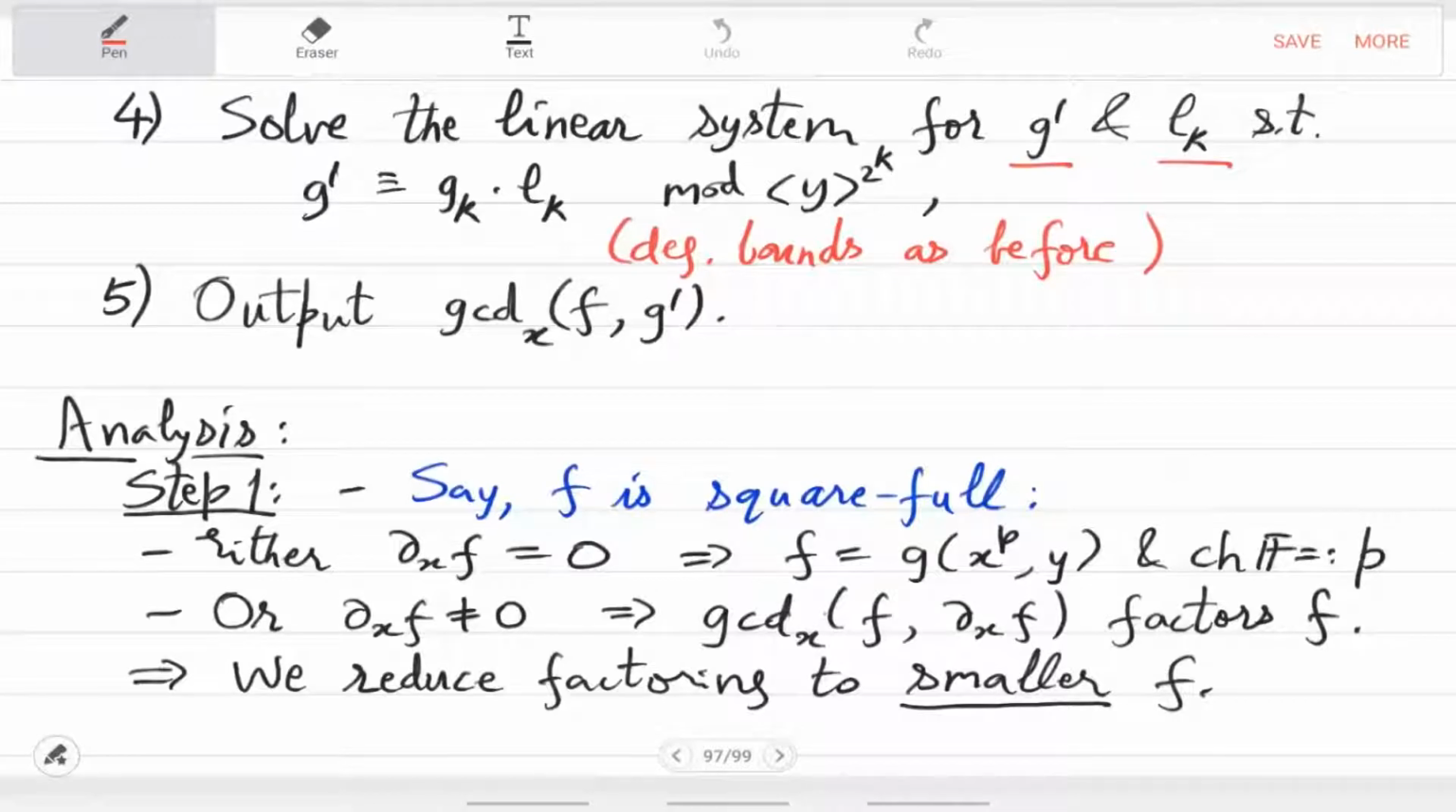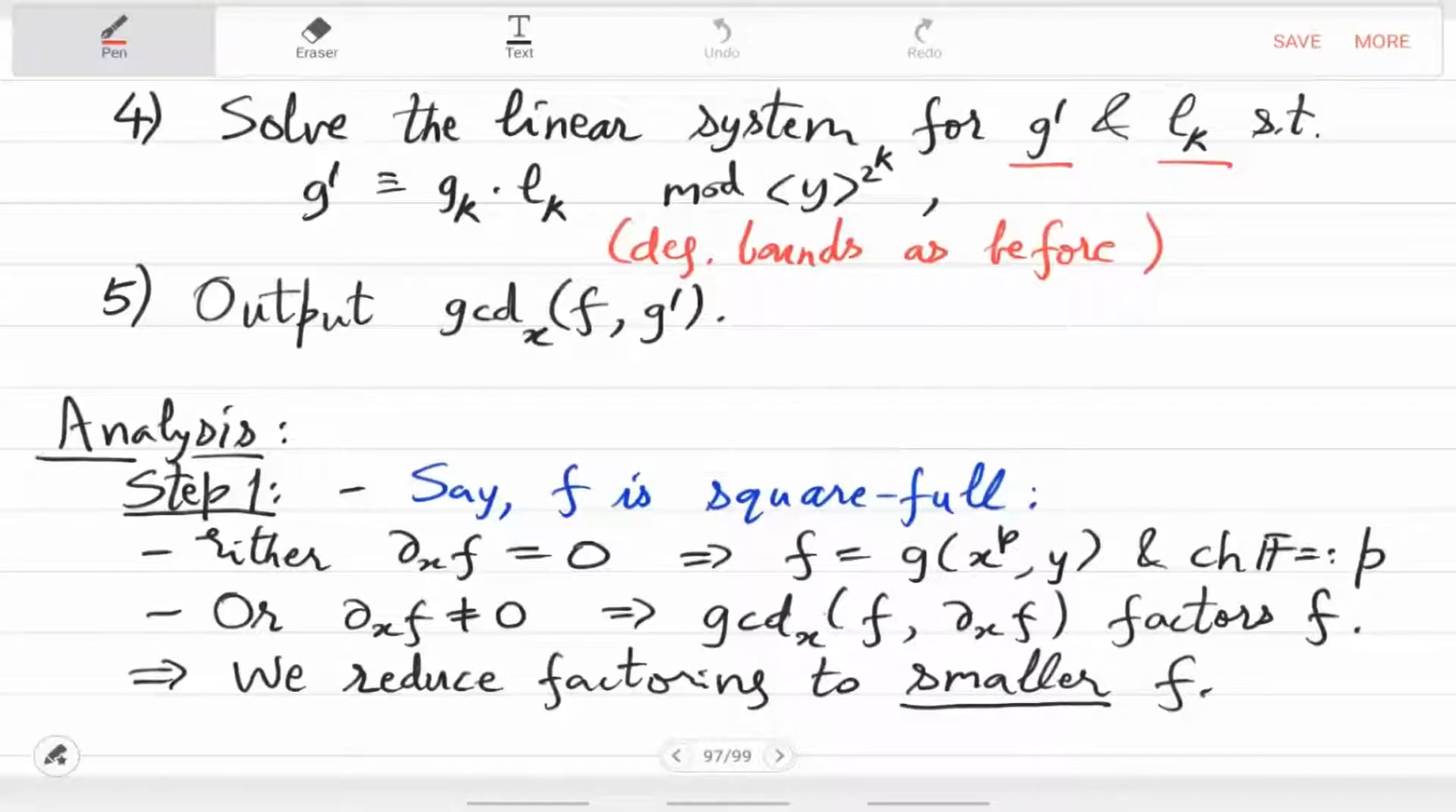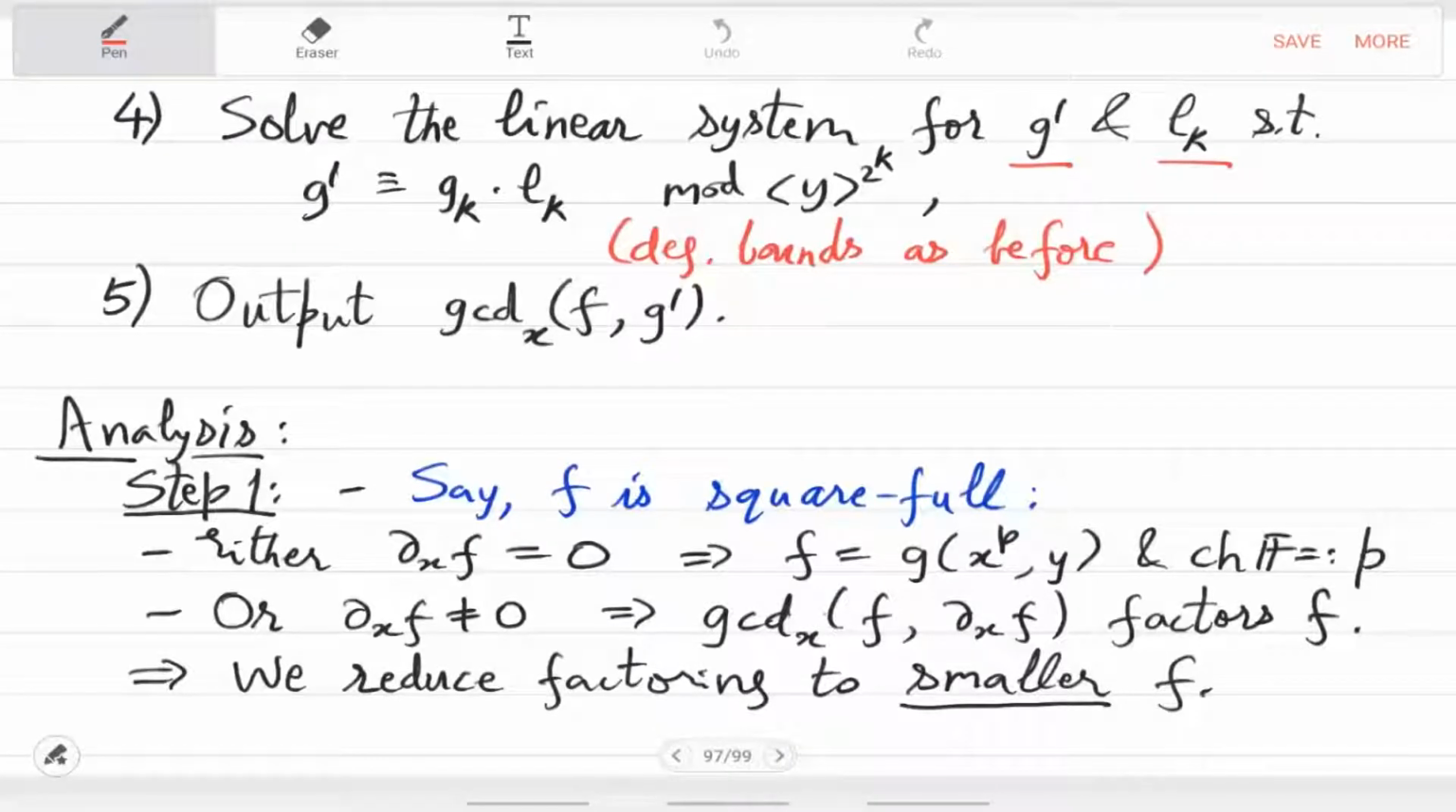So the claim is that this algorithm works. If f was reducible, then our step 5 will give you a factor of f. All the steps we have seen, and we have also given the time estimate, is clearly deterministic polynomial time. There is no randomness involved. Any questions? So last time we saw that if f has a factor, let's say g, then this g prime equal to g works in step 4, which means that the linear system is solvable. It's a feasible system. So when you are at step 4, you will find some g prime, but that may not be an actual factor of f, right?